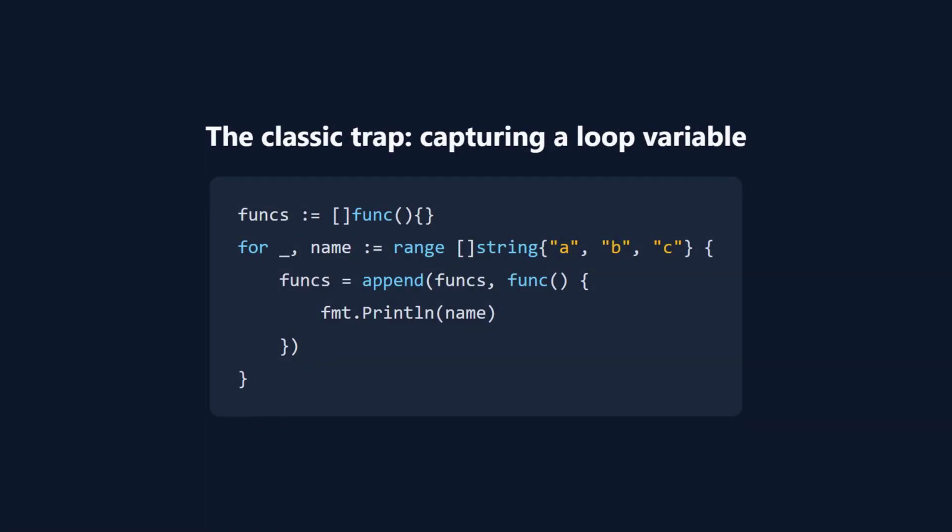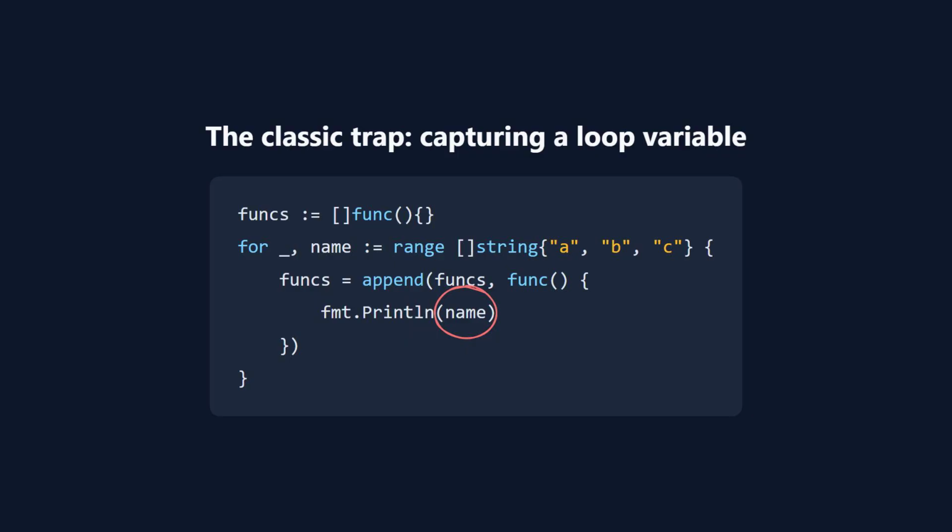And now the bug that every Go programmer writes exactly once. We build a slice of closures inside a loop. Each closure prints name. Now apply the rule. A closure captures the variable, not the value. So which variable is each of these 3 holding?